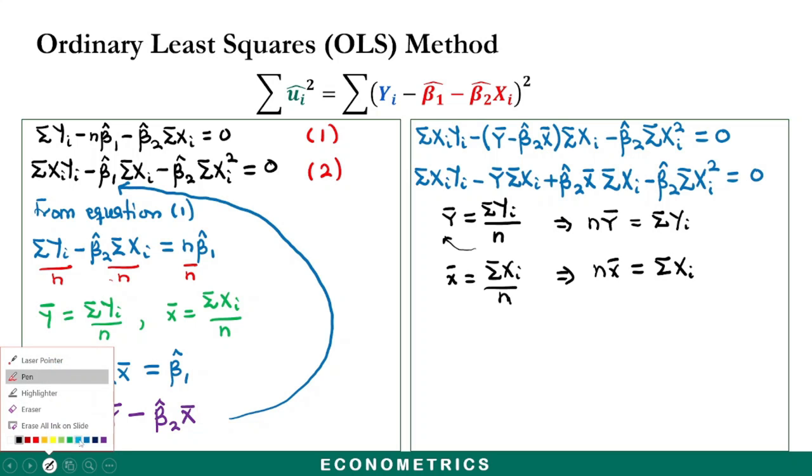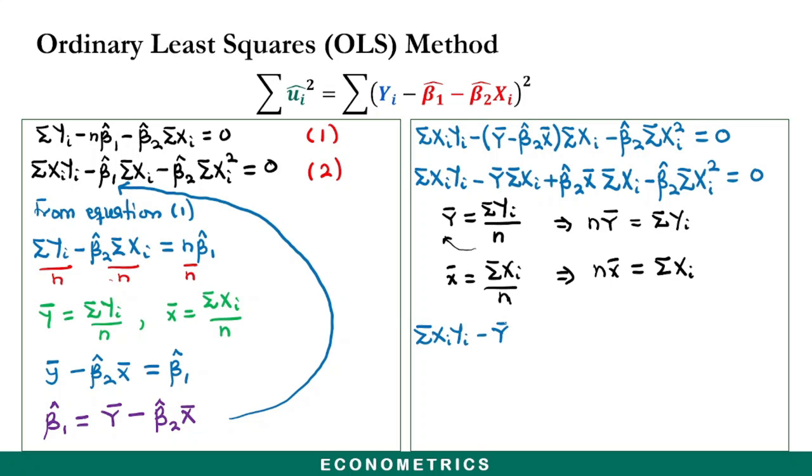Now we can substitute this identity into our equation. So we are going to have sigma xi yi minus y bar sigma xi. Sorry, this sigma xi is now n x bar from here. And then we have plus beta 2 hat x bar, and sigma xi is also n x bar as well. And then minus beta 2 hat sigma xi squared equal to 0.